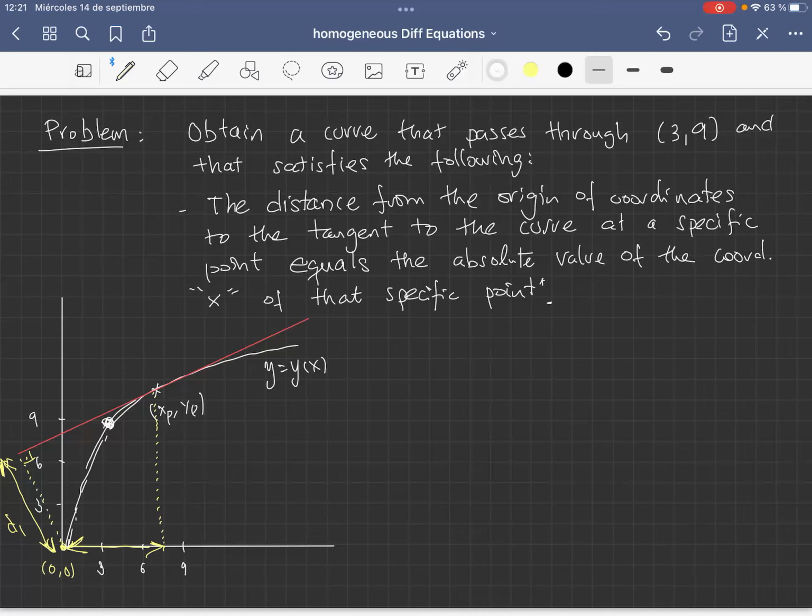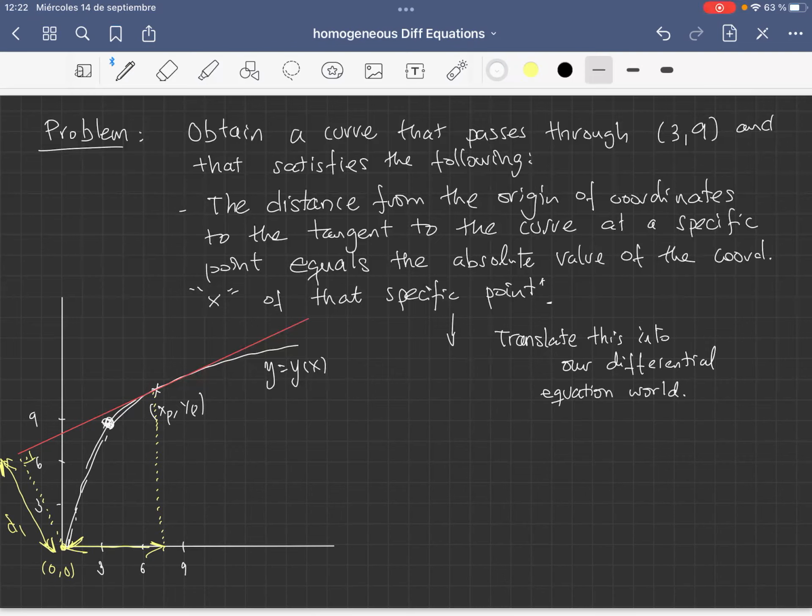So how do we start? Well, it says the distance from the origin of coordinates to the tangent line to the curve at a specific point equals the absolute value of the coordinate x of that specific point. So basically, we have to translate this into our differential equation world. How do you do this?